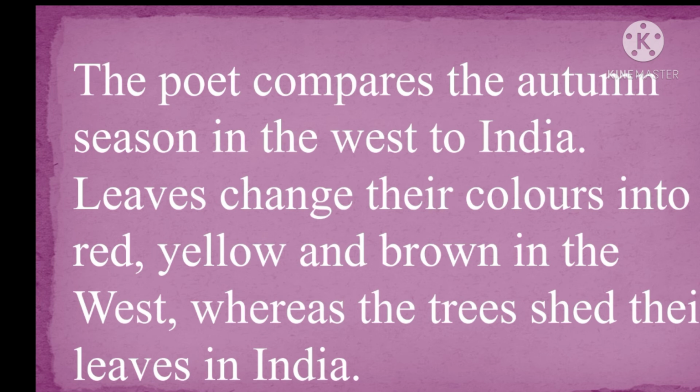The poet compares the autumn season in the west to India. Leaves change their colors into red, yellow, and brown in the west, whereas the trees shed their leaves in India in the autumn season.